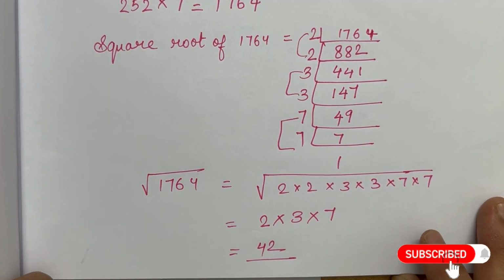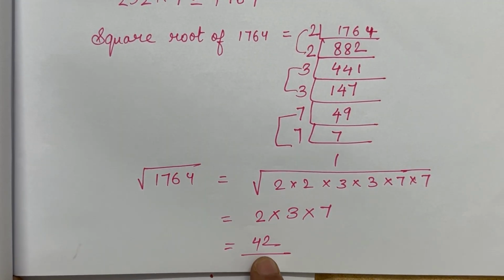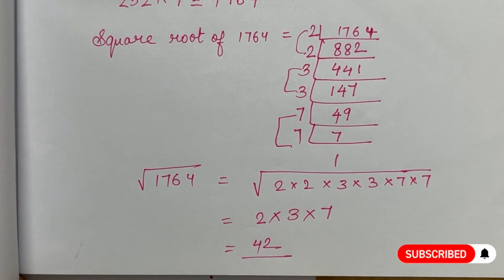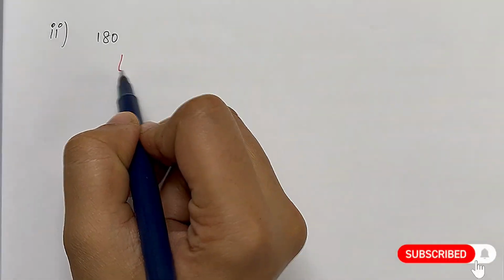So square root of 1764 is 42. Now we'll do second question. Question 2, 180. So first we'll find prime factors of 180.